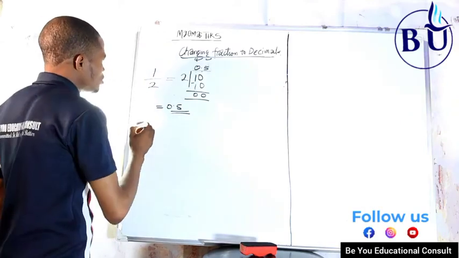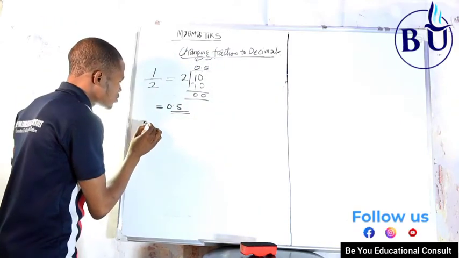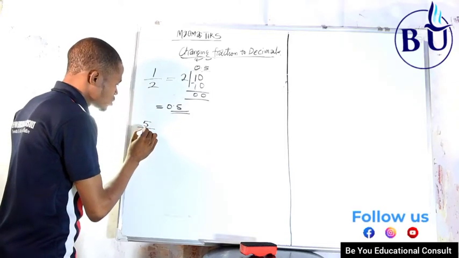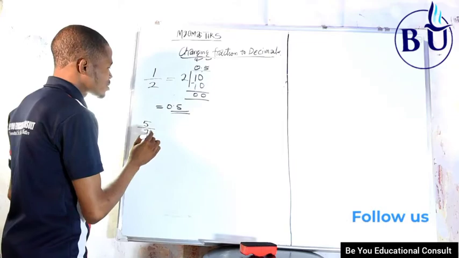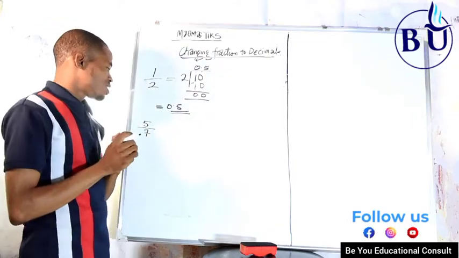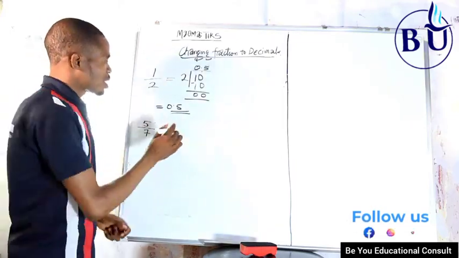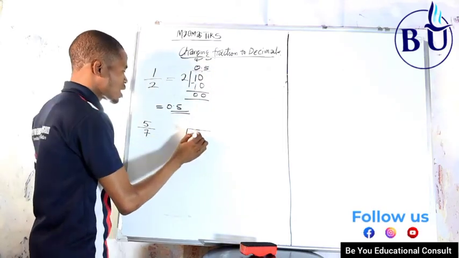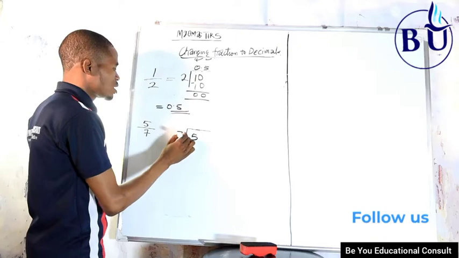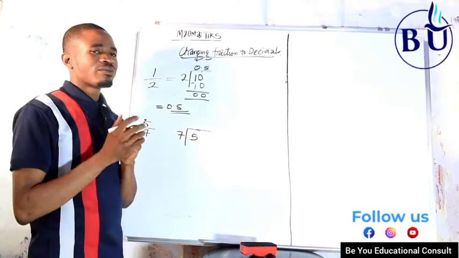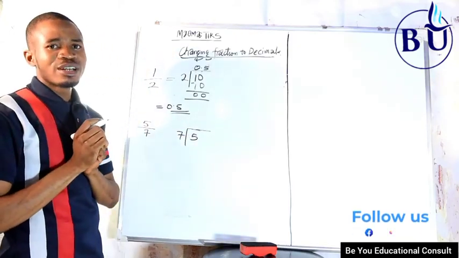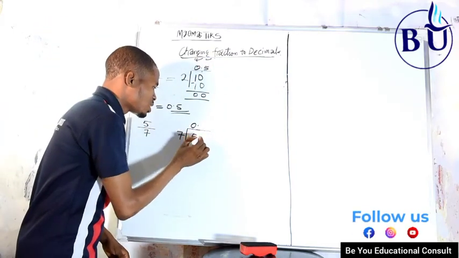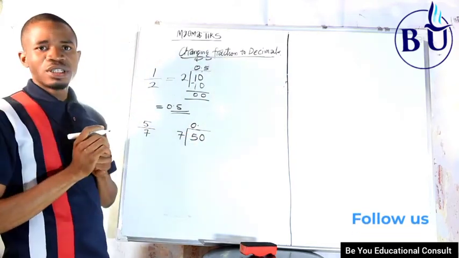Okay, let us go a little bit higher than that. Let's convert 5/7 to decimal. Remember what I told you here? The numerator will always be inside, while the denominator will always be outside. So 5 divided by 7. Can it go? No, you can't. You put 0 and a point, then add 0 here. Are you getting me? That's how we do it.